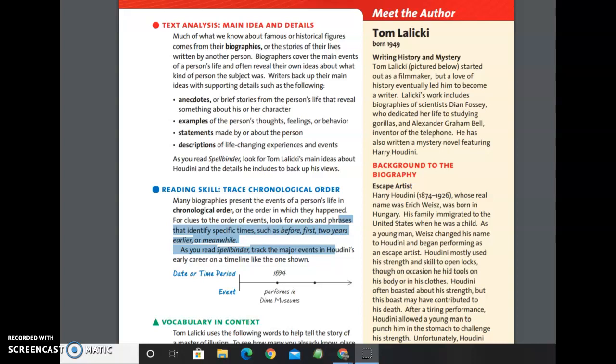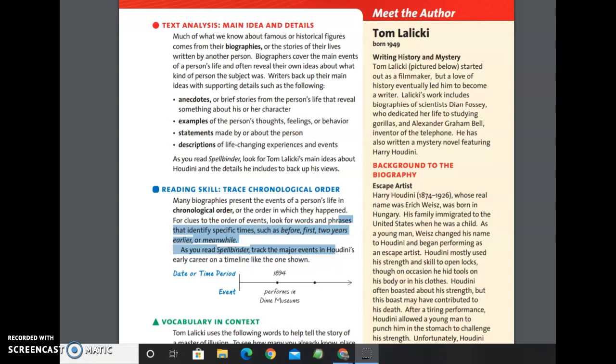Biographers cover the main events of a person's life and often reveal their own ideas about what kind of person the subject was. Writers back up their main ideas with supporting details, such as the following. So we have anecdotes or brief stories from a person's life that reveal something about his or her character, examples of the person's thoughts, feelings, or behavior, statements made by or about the person, descriptions of life-changing experiences and events.